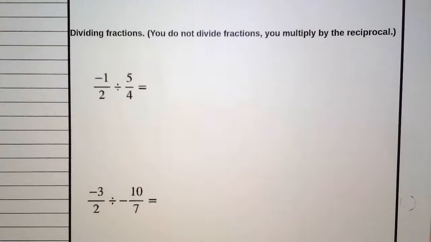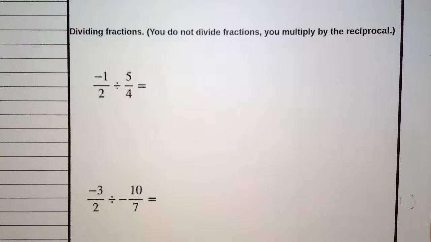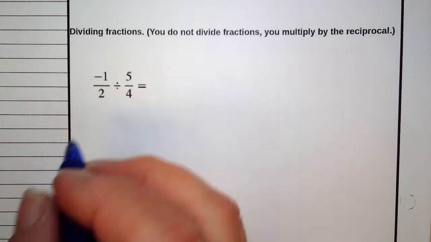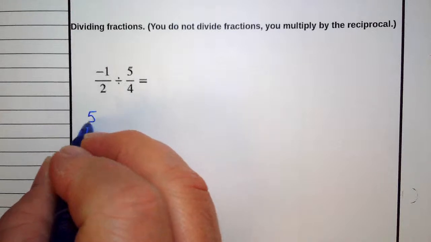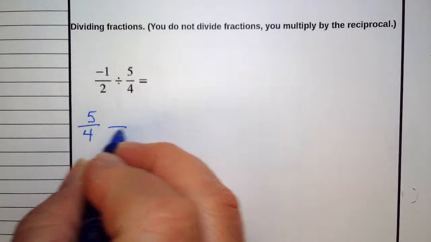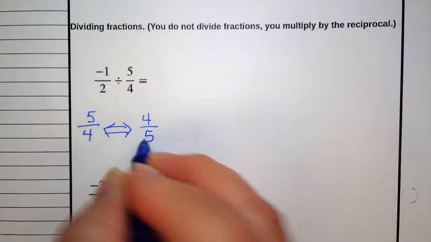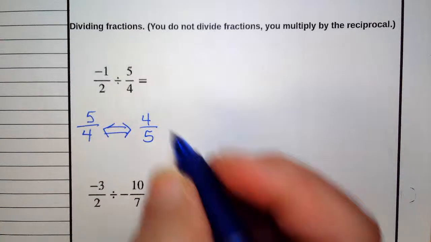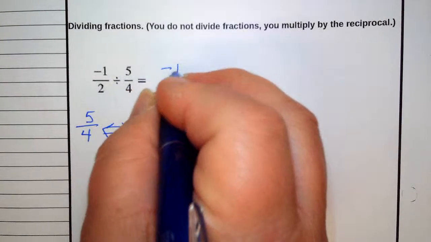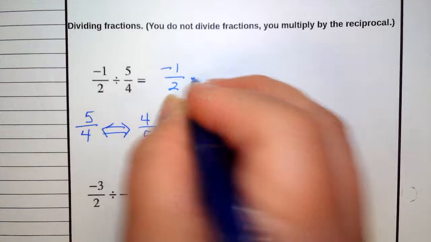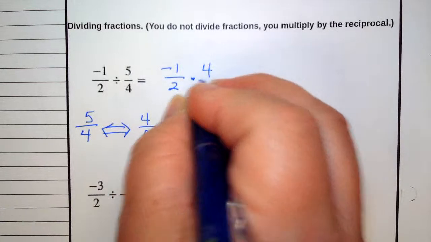Dividing fractions. You do not divide fractions, you multiply by the reciprocal. Remember, your reciprocal is flipping that fraction upside down. So if I'm looking at 5 over 4, it becomes 4 over 5. Those are your reciprocals. Negative 1 over 2 times 4 over 5.